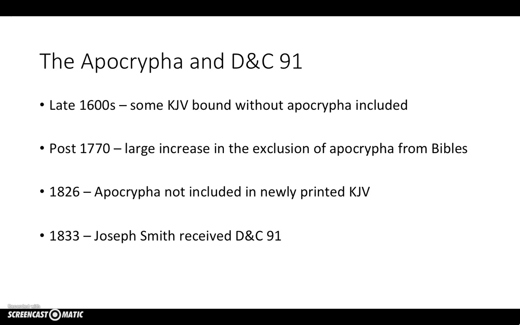Now that's important. Notice that date, 1826. The church is formed just 4 years later. So many of the early converts, some of them would have had Bibles that predated that period, 1826, and so would have included the Apocrypha, while other members would have relatively new Bibles that didn't include the Apocrypha. So even among the early members of the church, some of them would have had copies of the Bible that included the Apocrypha, while others would have copies that did not include the Apocrypha.